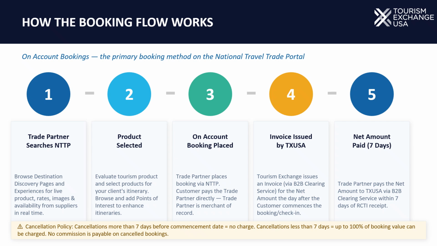Here's a quick look at the booking flow. On-account bookings are the primary method for booking. First, you search and discover. Then you select a product. You place your on-account booking. We will issue an invoice after customer check-in. You will pay the net amount within 7 days to the B2B clearinghouse. And as the merchant of record, the customer pays you, not Tourism Exchange. We'll visit cancellation policies in just a moment.